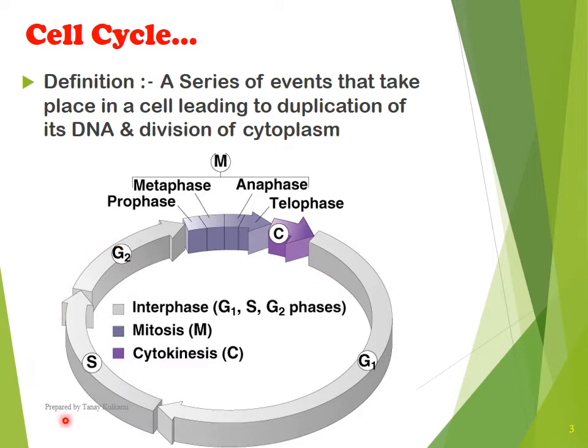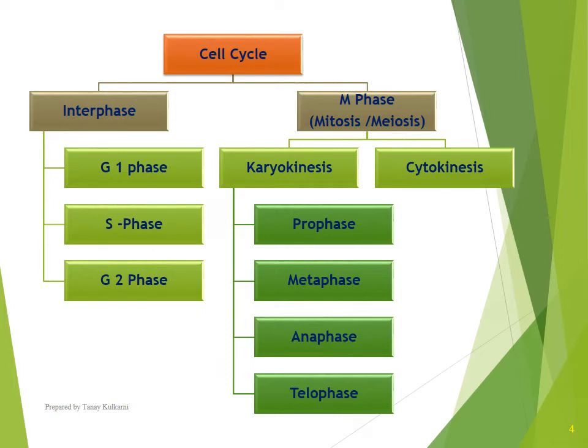Okay, now let's see all these phases in detail. I have classified the same phases with the help of this flow chart. The cell cycle is divided into interphase and M phase, where M stands for either mitosis or meiosis. We do not have meiosis in detail, so we will focus only on mitosis. G1 phase, S phase and G2 phase are the subphases of interphase, while mitosis is broadly classified into karyokinesis and cytokinesis. Karyokinesis will further have four phases: prophase, metaphase, anaphase and telophase.